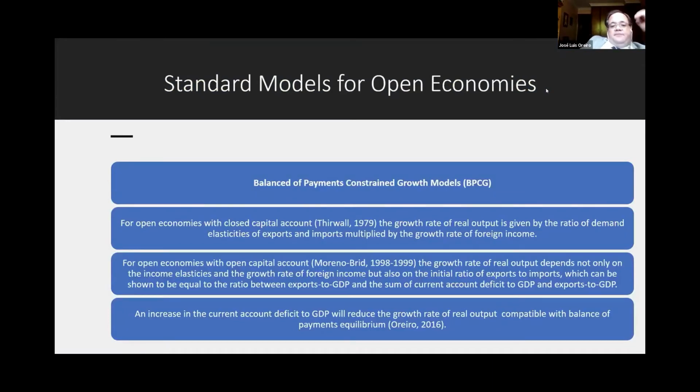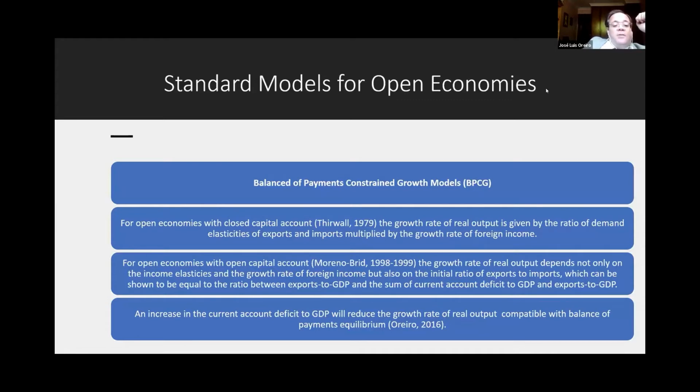Well, the second standard model is the balance of payments constrained growth models. For open economies with closed capital account, which is the seminal paper of Thirlwall in 1979, the growth rate of real output is given by the ratio of demand elasticities of exports and imports multiplied by the growth rate of foreign income.